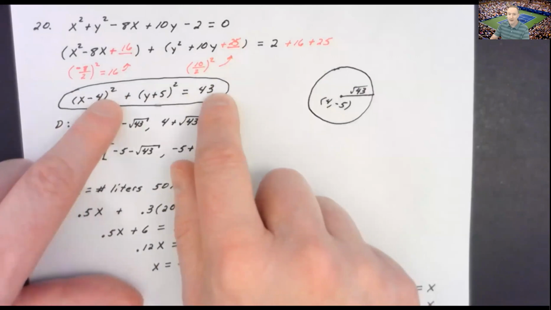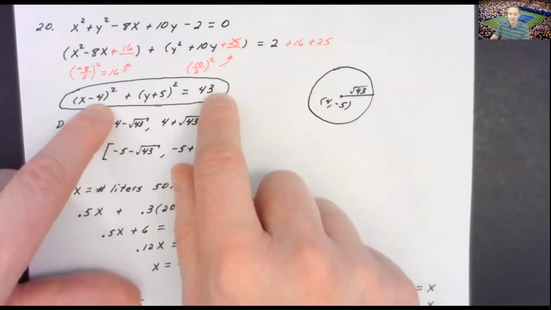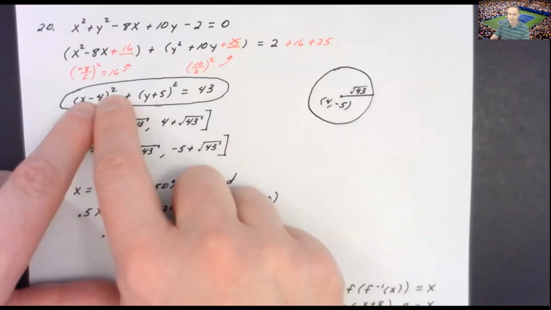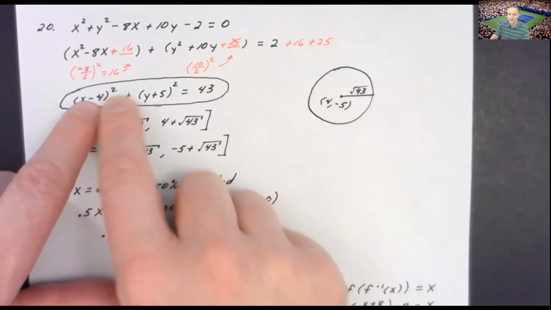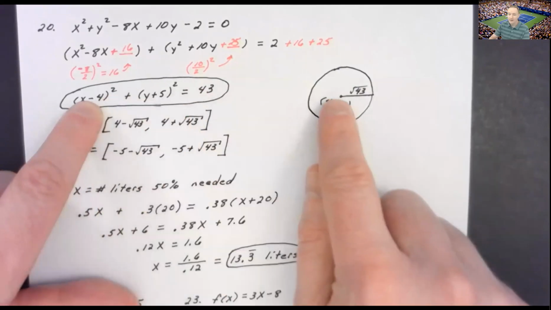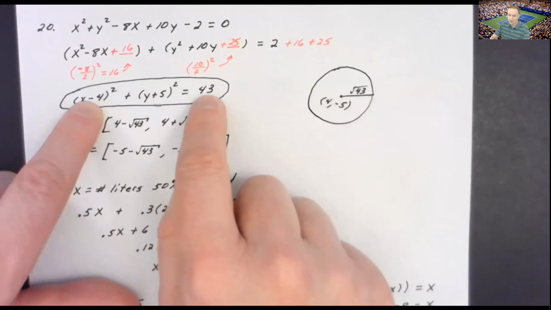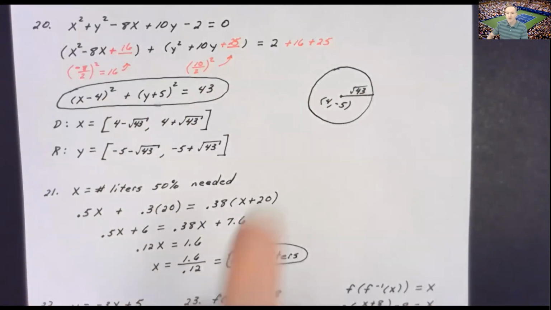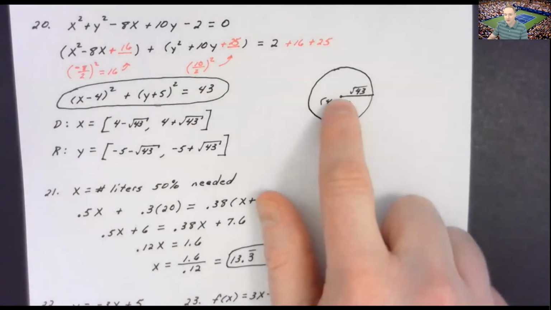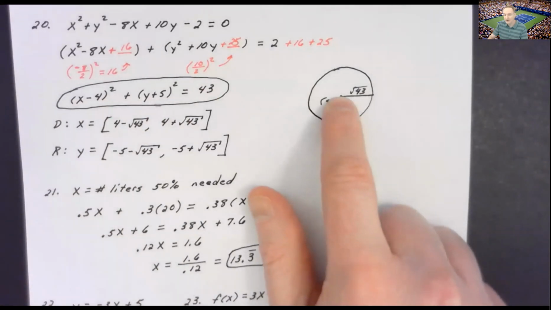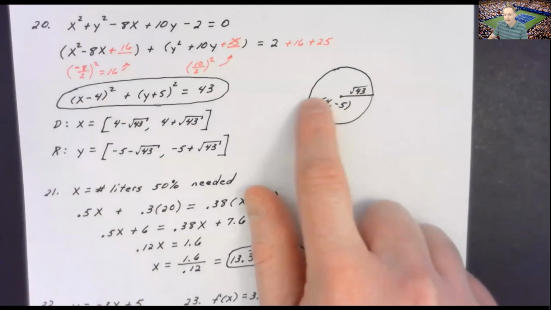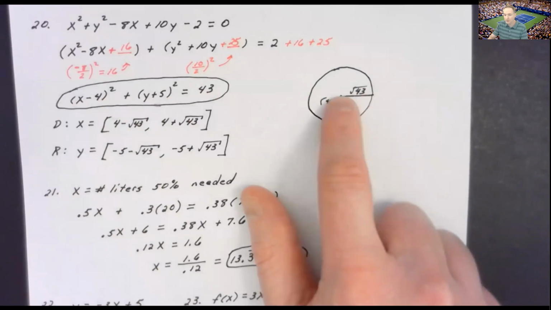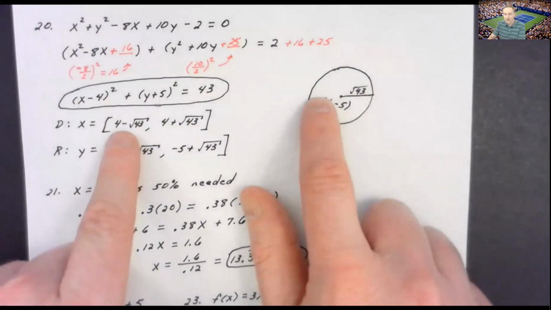This tells me that the center of my circle, remember, is always the opposite of these numbers in here. The center is at positive 4, negative 5, and it has a radius of the square root of this number, square root of 43. Now, for the domain, that's just what possible x values can be inside this circle. Well, you know that the center x value is 4. That x value could be the root of 43 less or the root of 43 more. That's where this domain is coming from.